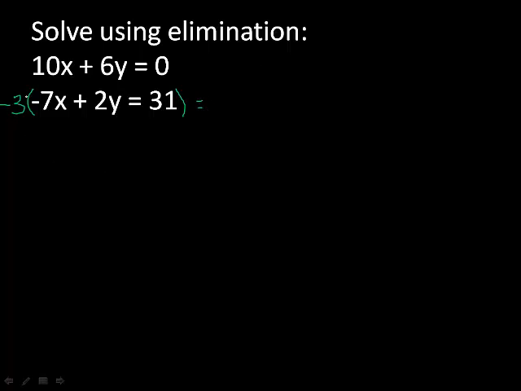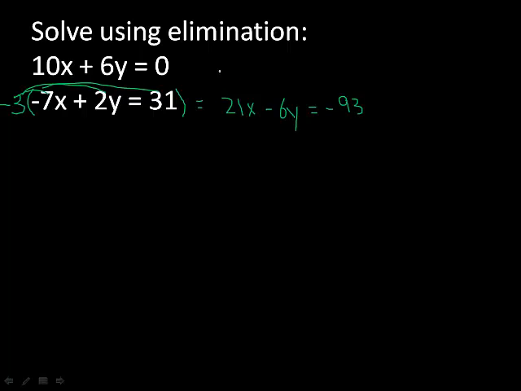If I multiply through on the bottom, remember I have to kind of like distribute. Remember to go all the way to the end, so everybody gets multiplied by negative 3. And negative 3 times negative 7 is positive 21x. Negative 3 times positive 2y is a negative 6y. And a negative 3 times a positive 31 is a negative 93.